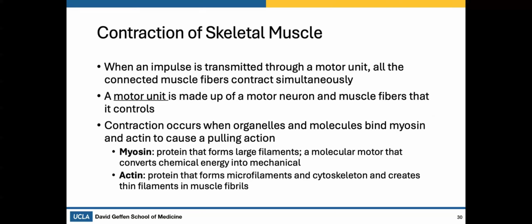How do skeletal muscles contract? Actin and myosin. These are two proteins that are found in muscle cells that form what's called a sarcomere. When myosin heads change shape, they create a force which causes the muscles to contract. A motor unit is made up of a motor neuron and the muscle fibers that it controls. And when molecules bind myosin and actin to cause a pulling action, that is where contraction occurs, which is all transmitted through an impulse through a motor unit, all of which are connected to muscle fibers to allow for simultaneous contraction.